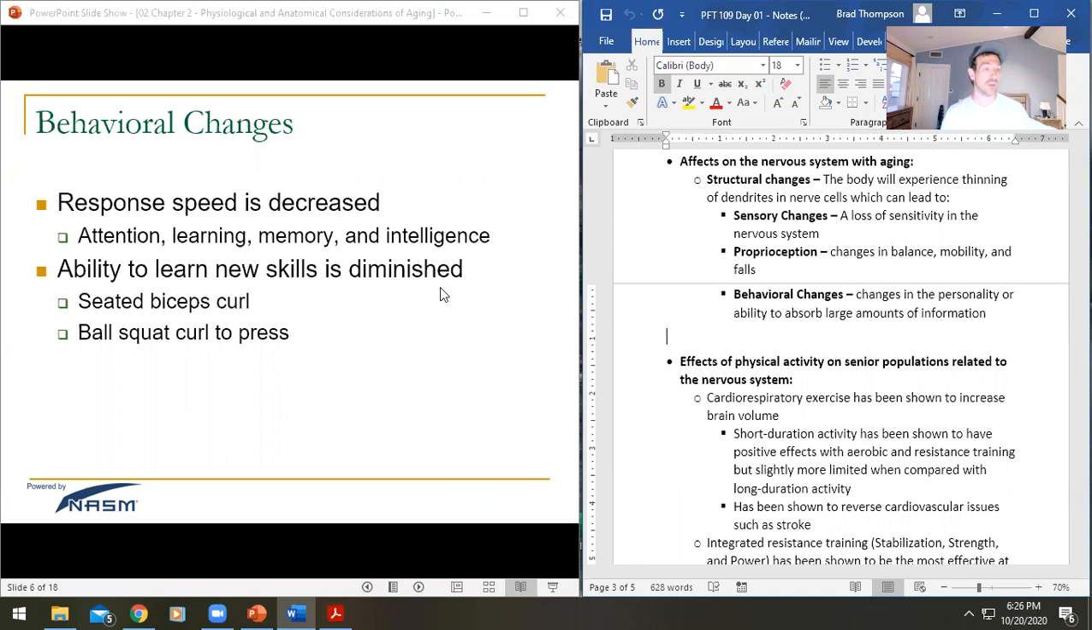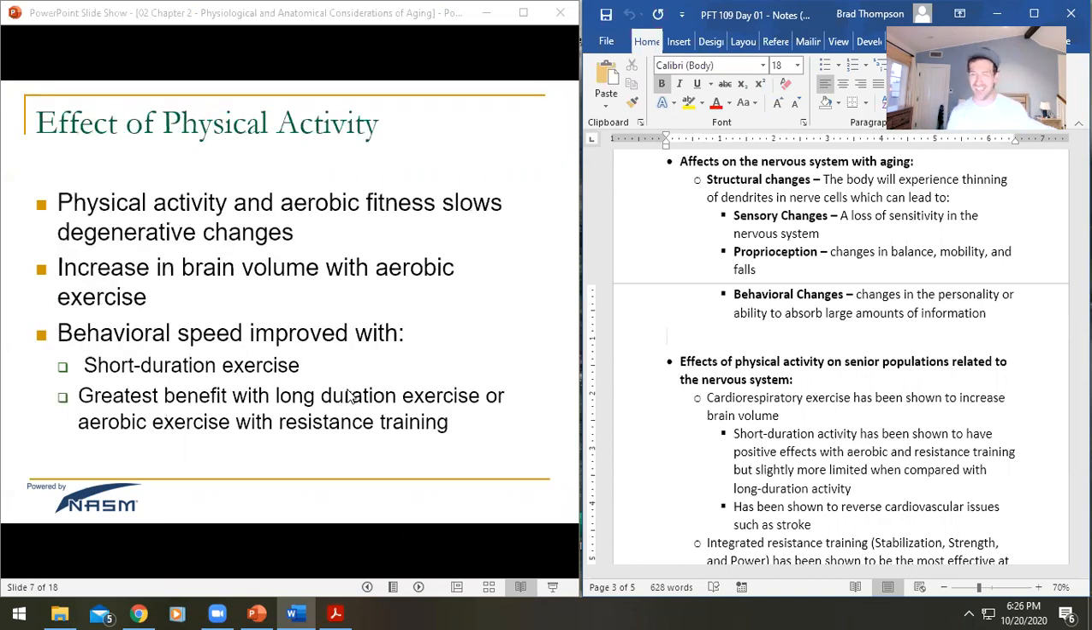Oh crap, it's in the PowerPoint. I was only reading this top line. I wasn't down here yet. The ability to learn new skills is sometimes diminished. So you might start with a seated bicep curl, then work them to a ball squat curl to press. Can you tell I've taught this class before?